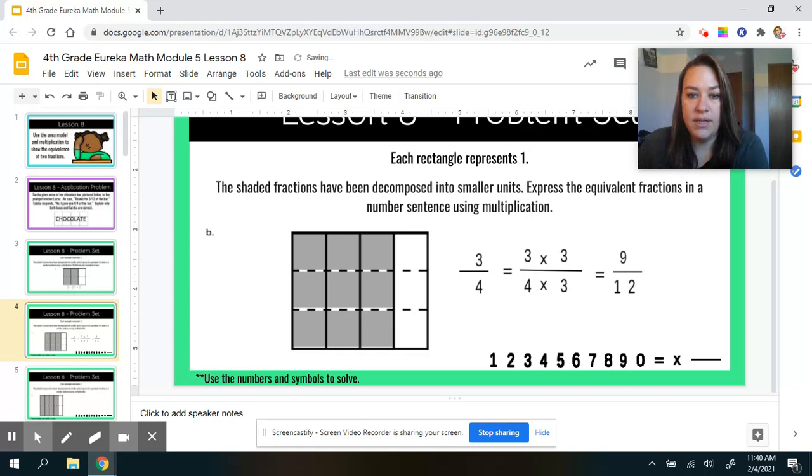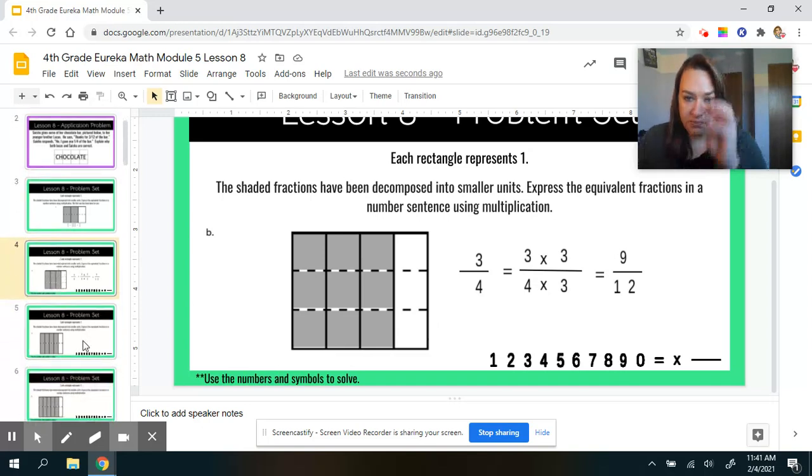And that's true within our area model as well. So we had 1, 2, 3/4. Here's our 3/4. We decomposed that into 1, 2, 3 rows. So we multiplied by 3, and that gave us 9/12. 3, 6, 9 of the 12 are shaded. All right, let's do a couple more.